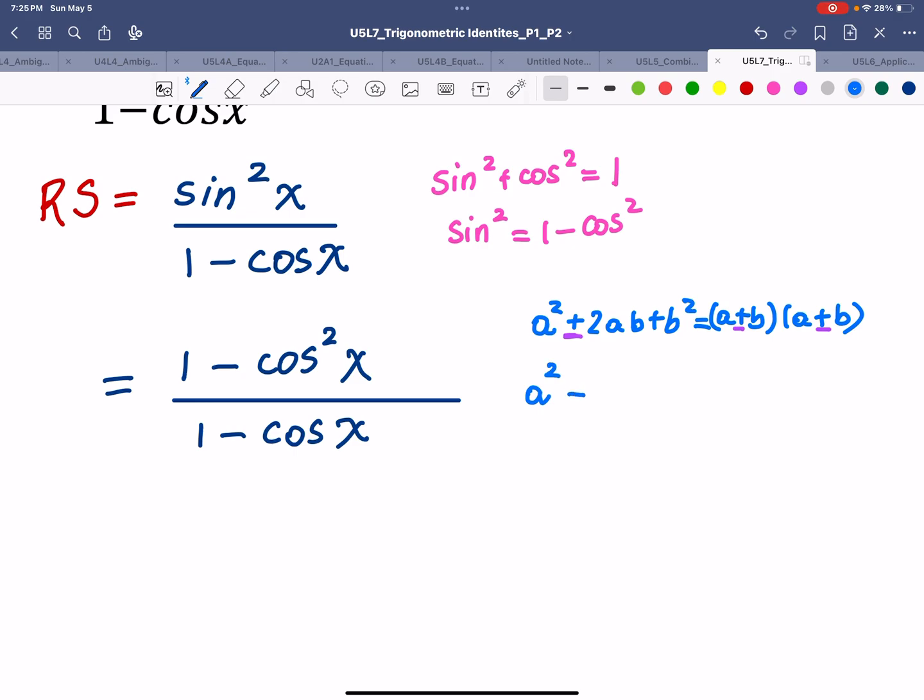Another important formula, or a special quadratic that we have learned and reviewed since grade 10 and reviewed in grade 11, is a squared minus b squared. We know this is known as the difference of squares, so this would be a plus b and a minus b. So a plus and a minus.